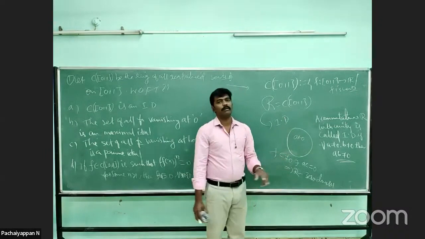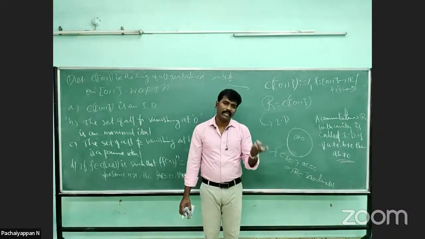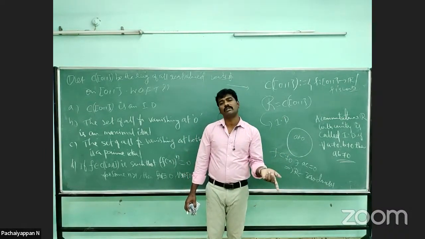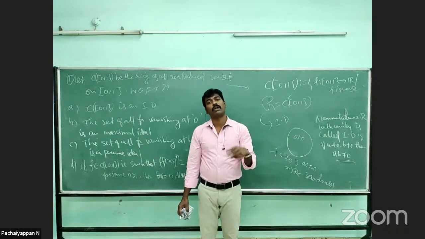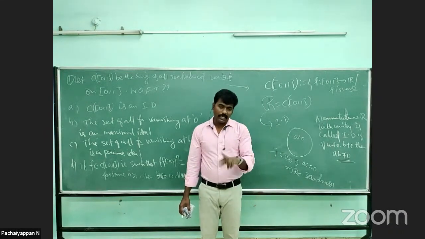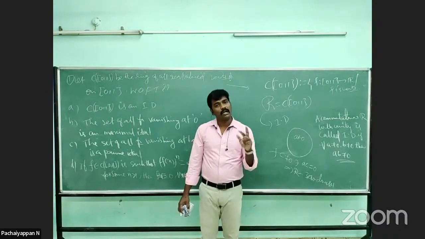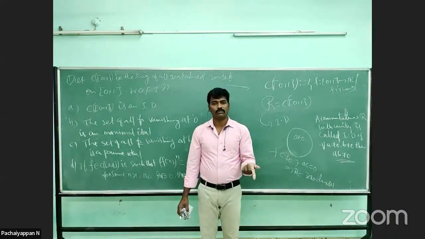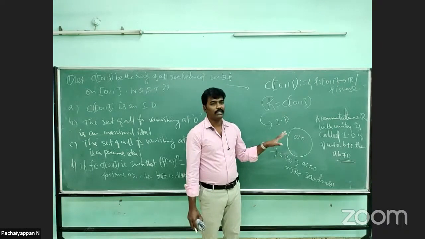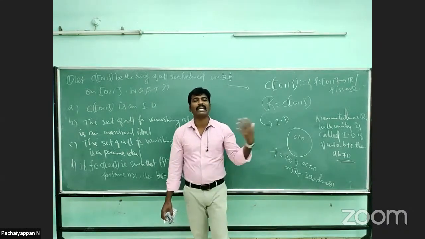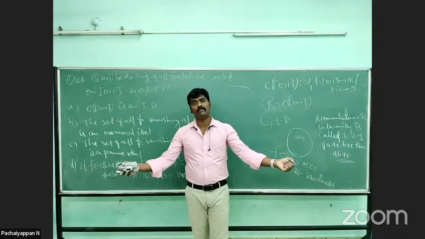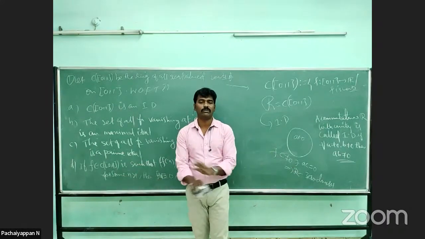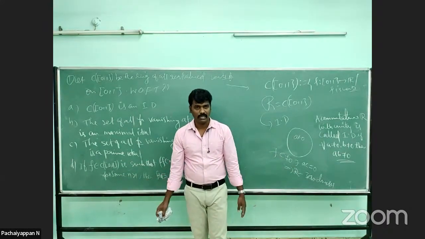Fine. For example, the real numbers form an integral domain. Why? You take any two non-zero real numbers whose product is also non-zero. Likewise, take any two non-zero integers whose product is also non-zero. Take any two elements in the rationals, again whose product is non-zero. That is the definition of an integral domain. Basically, I am saying that you take any two non-zero elements whose product never goes to zero. Never goes to zero. Okay.